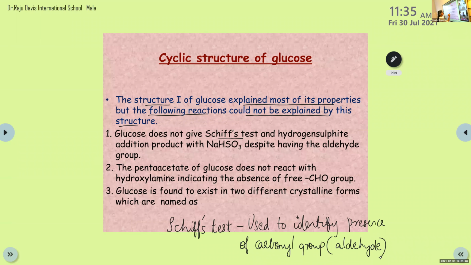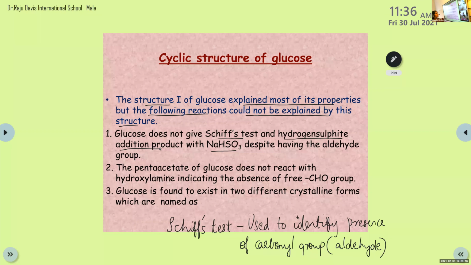And when we add sodium hydrogen sulfate, NaHSO3, to this glucose, it will not give hydrogen sulfate addition product. If aldehyde is present in this group, it would definitely give hydrogen sulfate addition product. But in the case of these two reactions, it will not give positive result. So we cannot explain this chemical reaction with a straight structure of the glucose.